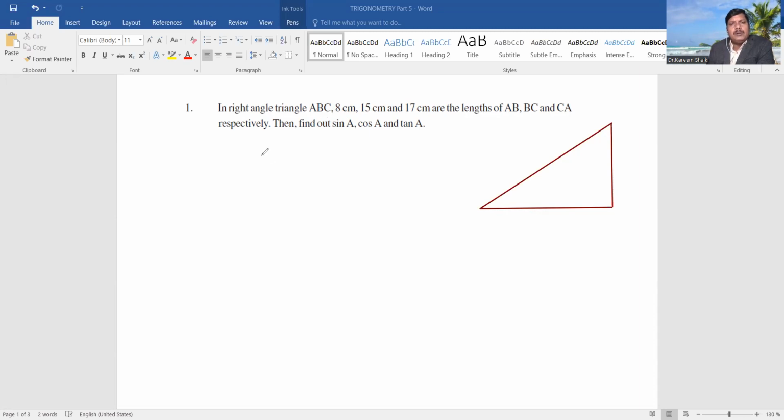Now, observe here, the square of 8 plus the square of 15 equals 64 plus 225, which is nothing but 289, equals 17 square. That means the sum of the squares of two sides of a triangle is equal to the square of the other side. So this triangle is a right angle triangle, because it holds the Pythagorean theorem.